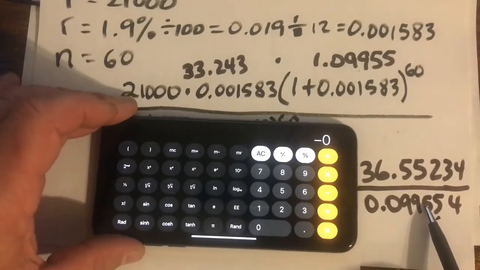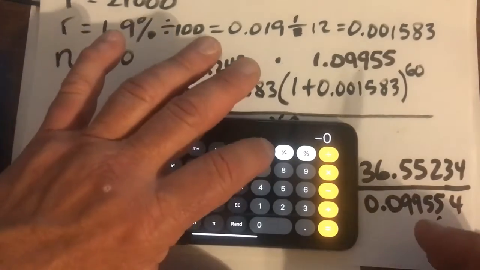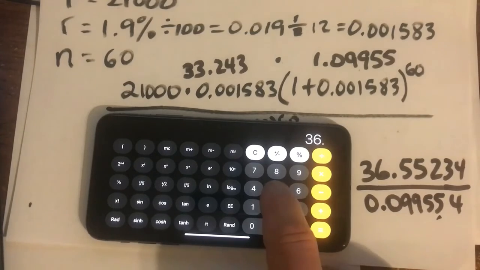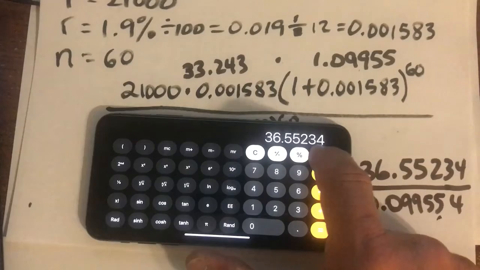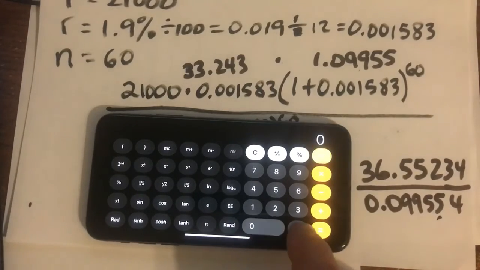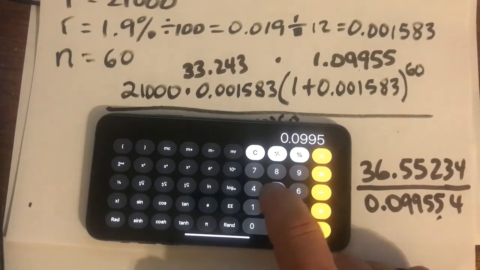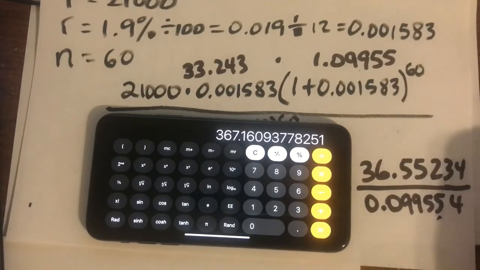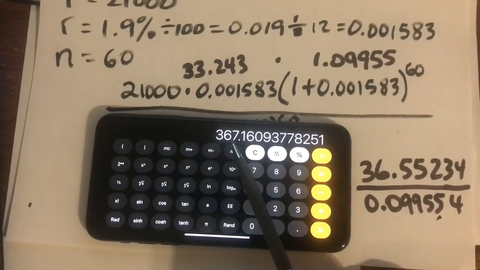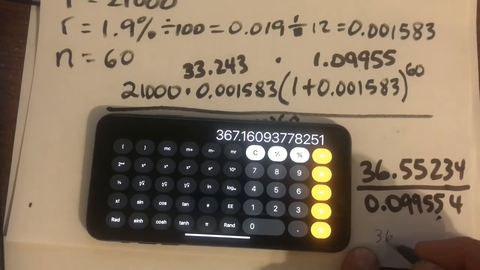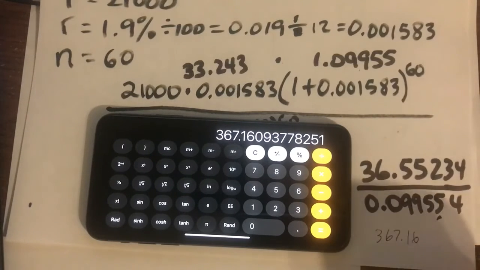Over here. So now I'm going to divide. I'm going to just clear this out. 36.55234 divided by 0.099554 equals. That gets us $367.16. That's how much per month that vehicle is going to cost.